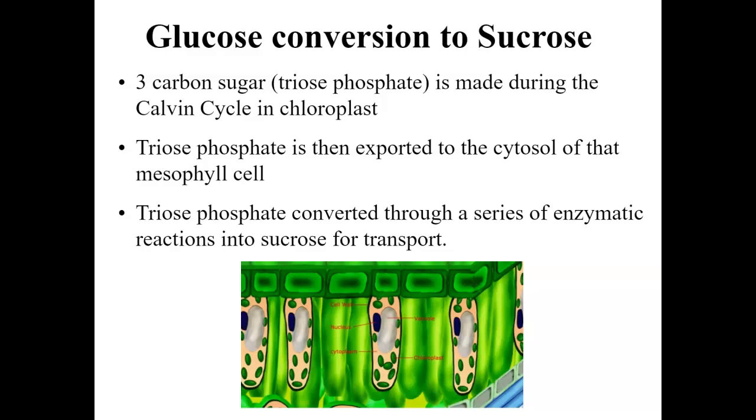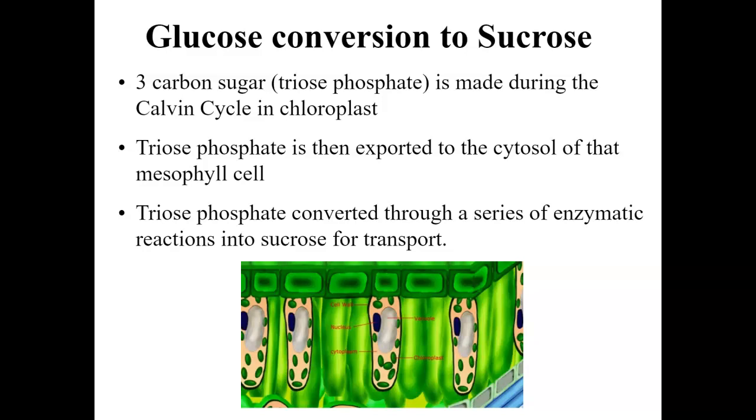However, those triose phosphates can be metabolized into other types of sugars. And so in this case, we'll be turning our triose phosphates into sucrose. Triose phosphate, after it's made in the chloroplast in the Calvin cycle, then gets exported into the cytoplasm of the mesophyll cell. Once it's there, it will go through a series of enzymatic reactions, which will convert multiple triose phosphates into sucrose. That sucrose is now ready for transport.